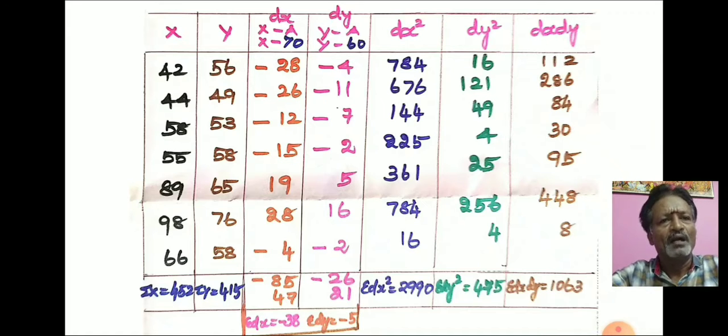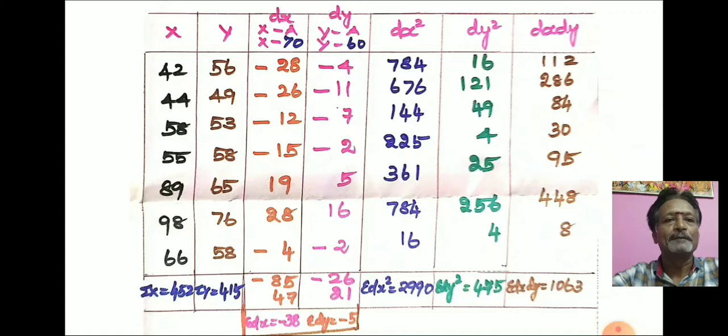In dy, all the negative values total minus 26 and the positive values total 21. You take the difference between minus 26 and plus 21. Here the minus value is greater, so you put a minus sign and the difference is 5. So the sigma dy value is equal to minus 5.